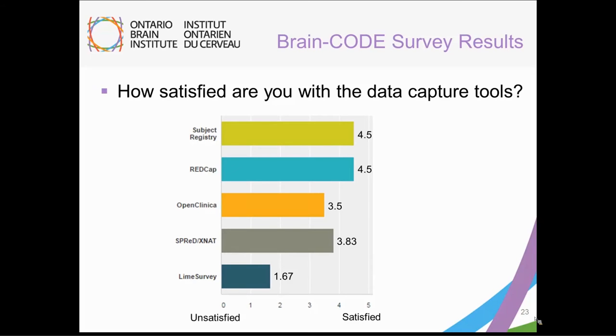For subject registry and REDCap, the score was 4.5 out of 5. For Open Clinica, the average score was 3.5 out of 5. For SPREAD on the XNAT framework, the average score was 3.83 out of 5. And finally, Lyme survey was a bit below. It was a 1.6 out of 5. And one of the comments here was that the way Lyme survey had been set up for this particular group wasn't meeting their needs. So again, this is something we can investigate afterwards.